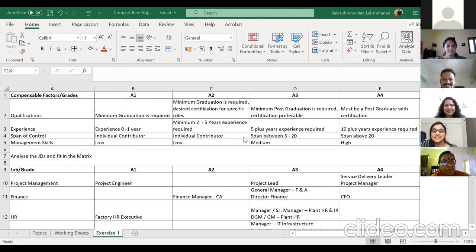It basically started by analyzing the JDs. We have gone one by one and we have seen. We first focused on the qualifications, if any certification is required, for example for finance roles.